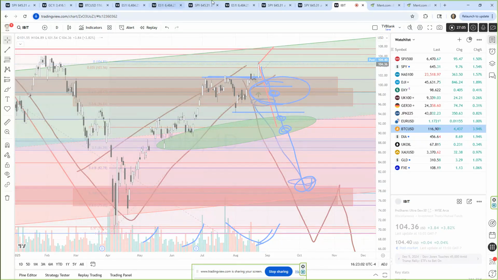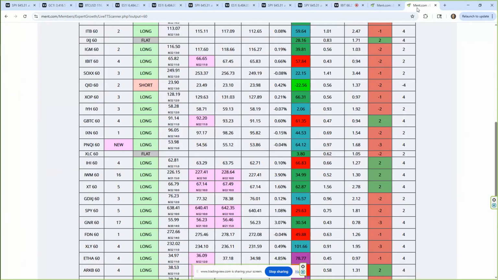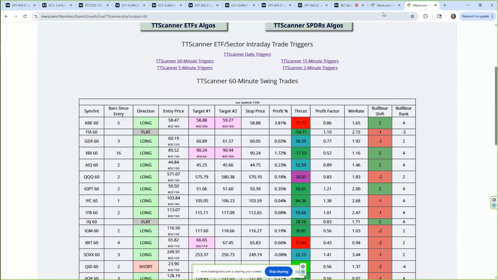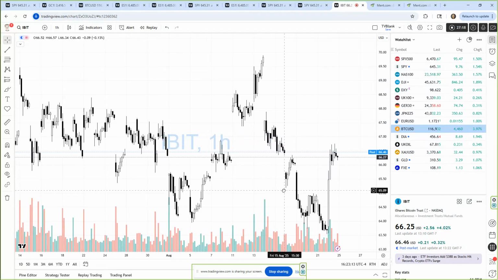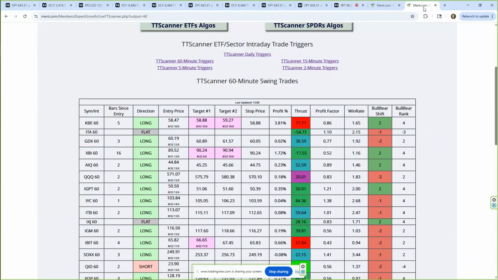IBIT. And let's take a look. This was 60 minutes, 1 hour. So you can see on the 60-minute here, IBIT, where was it? Right here. It's 4 bars into a long trade. It's already hit the first target. It's still at 57. It's basically a half allocation or a little less.